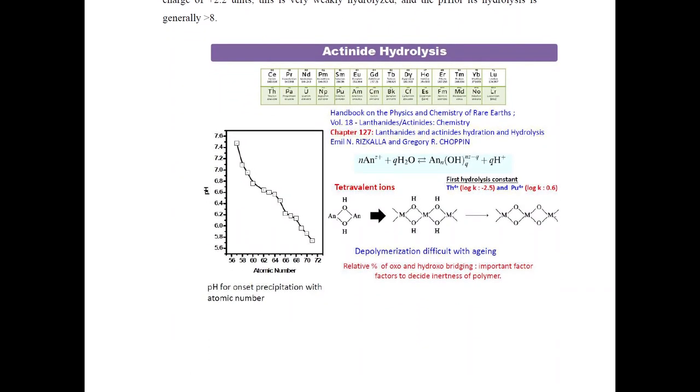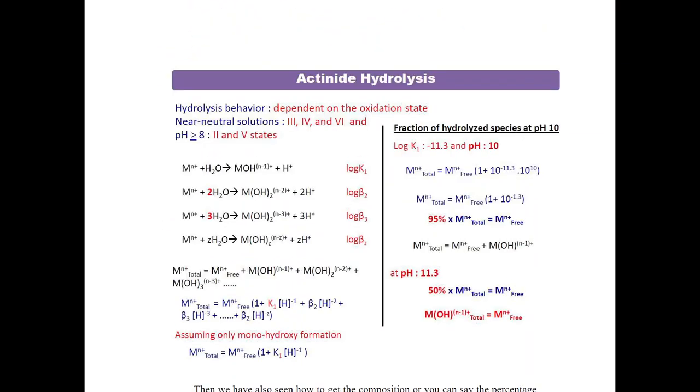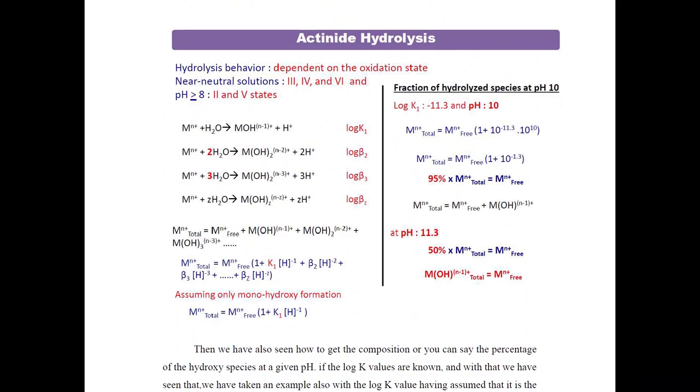Talking about the actinide hydrolysis. This is the equation, and depolymerization gives us aging. Now, the relative percent of the oxygen hydroxide bridging is an important factor to decide inertness of the polymer. Actinide hydrolysis, you can see hydrolysis behavior depends on the oxidation state.